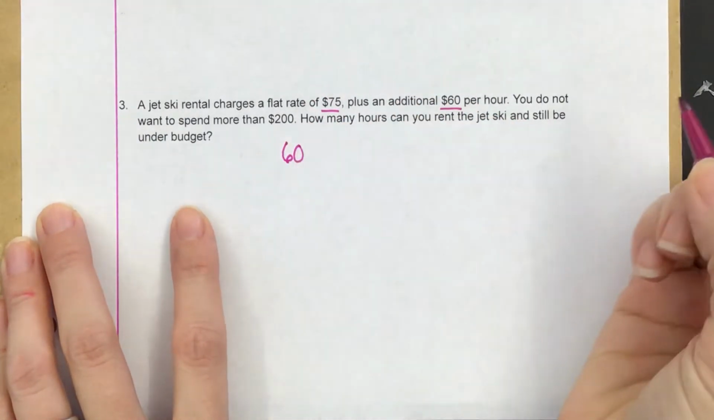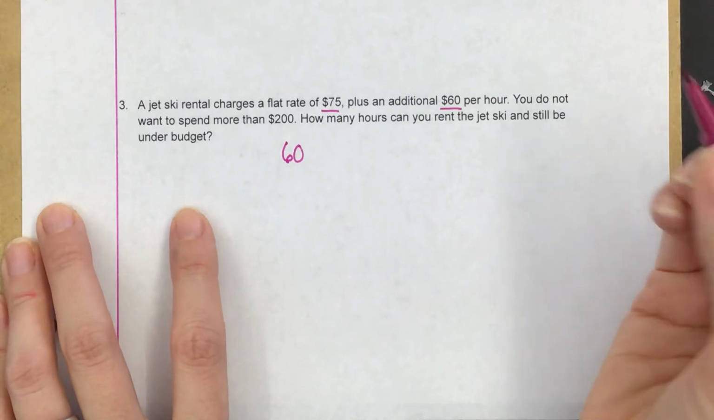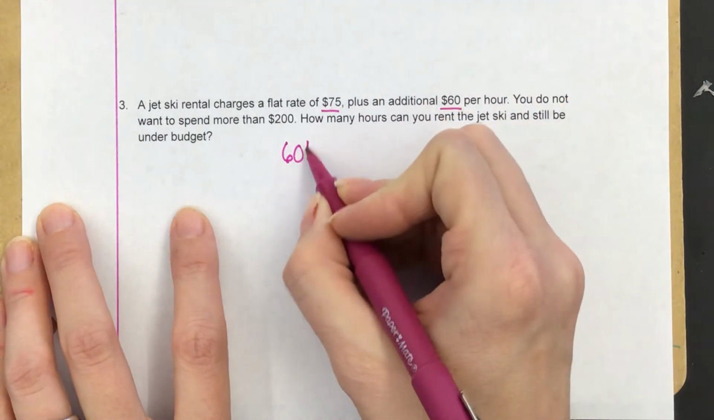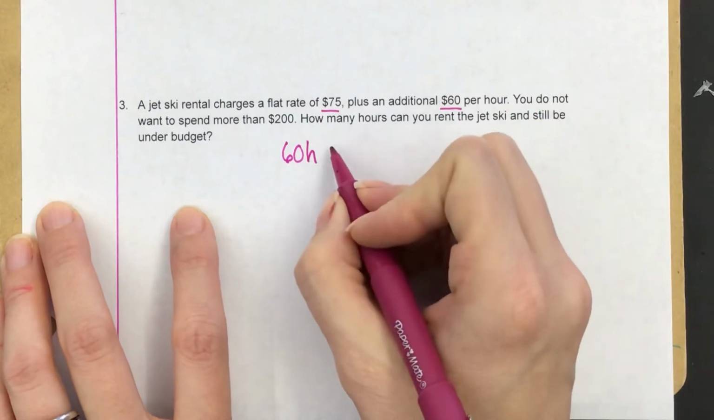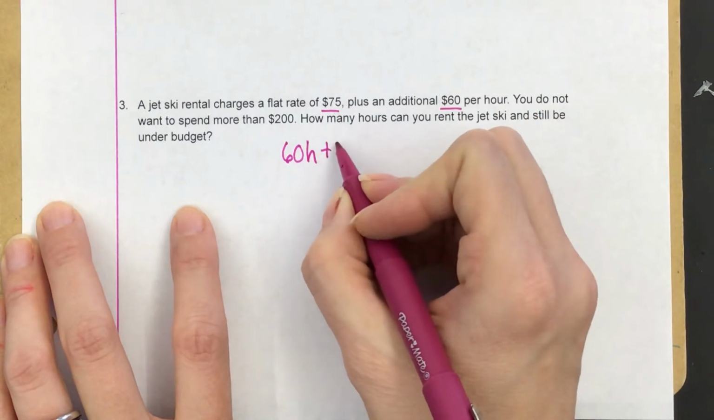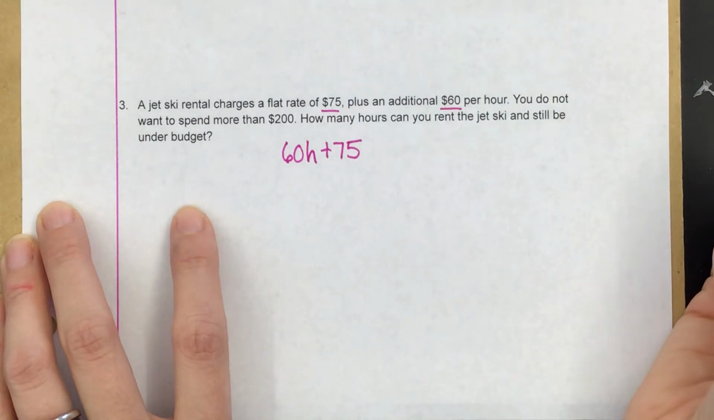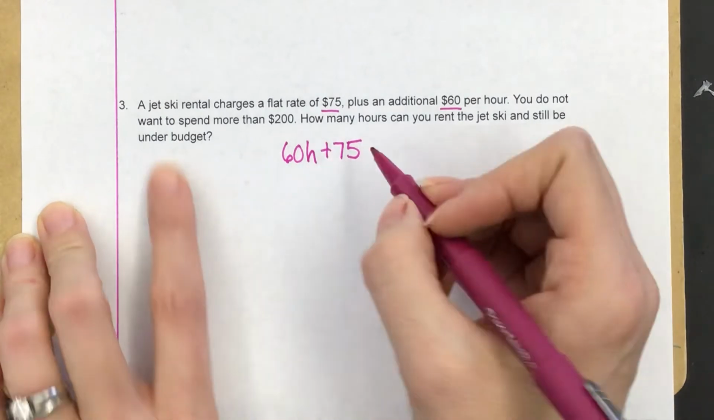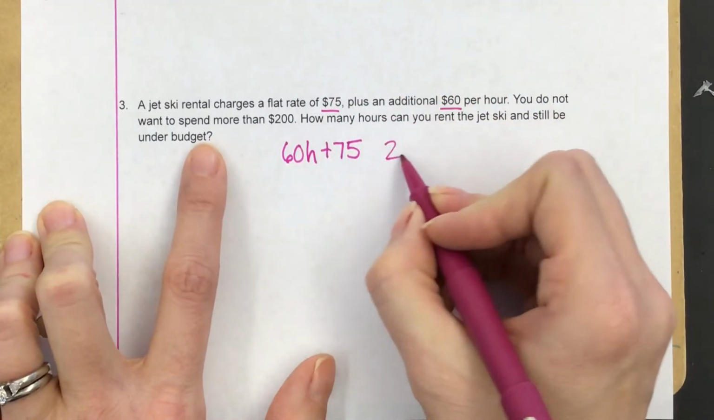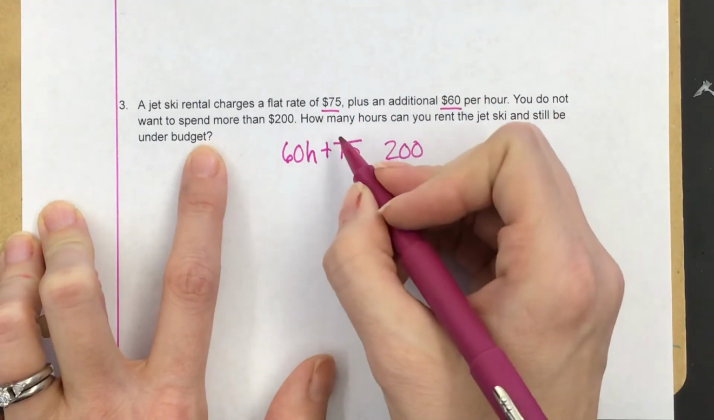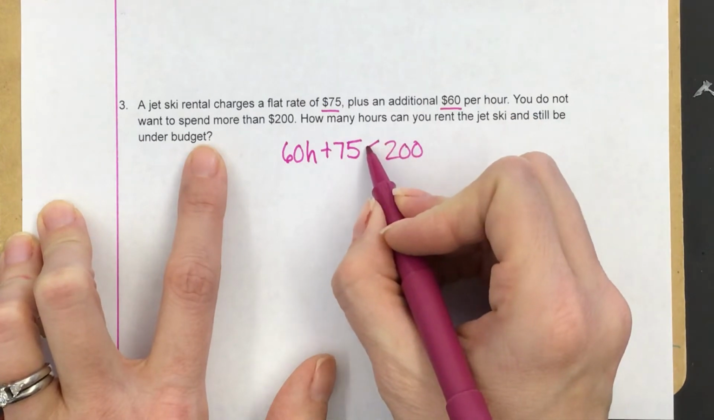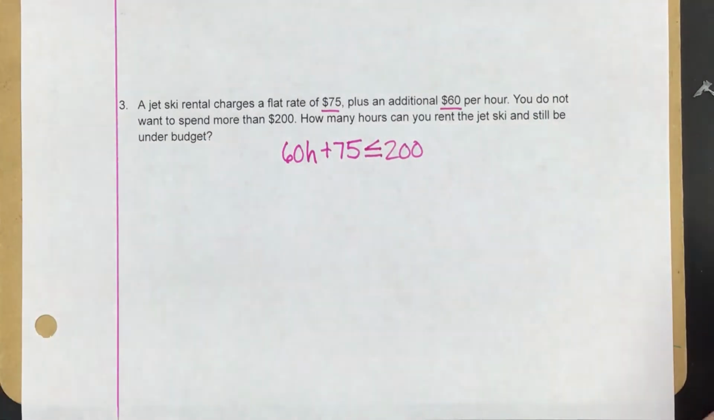60. Maybe just use H again for hours. Yeah. And then you have that one-time fee of $75. And we want this to be less than what? 200. Okay, so you logic through that. You have your 200. And whatever amount this is, it needs to be either less than or it could be equal to 200, right?